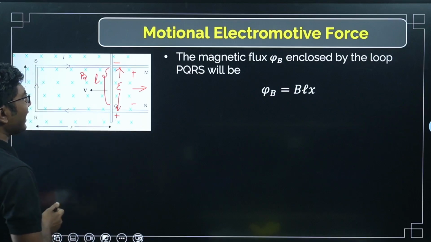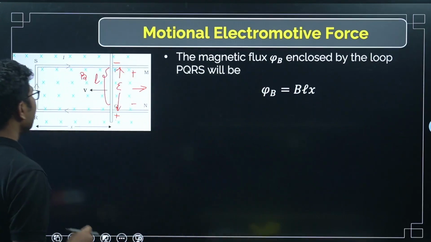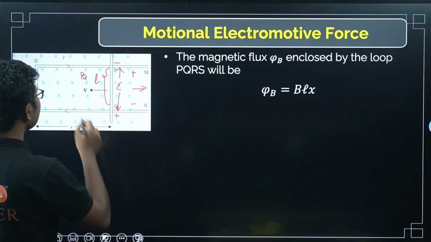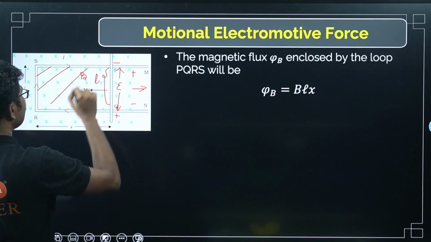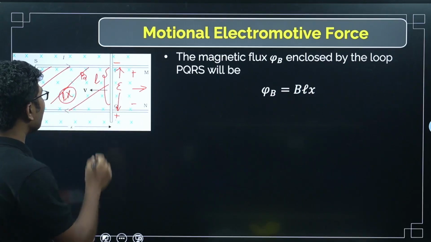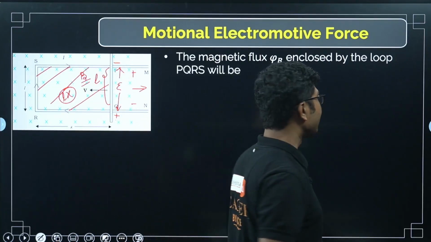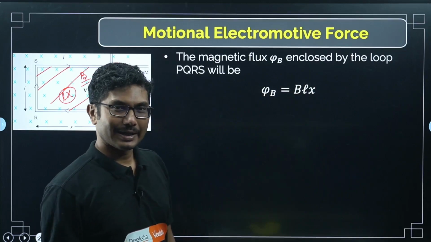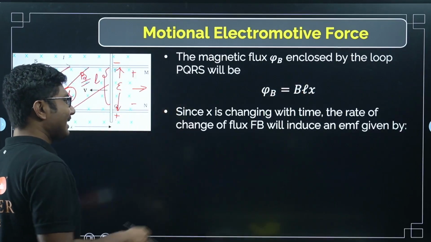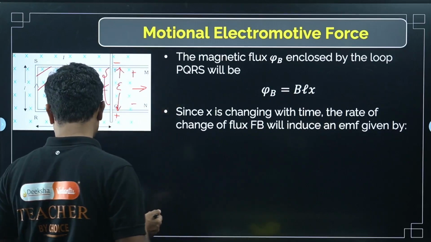Now we know that area is length into breadth, that is the area of a rectangle. So L times X is the area of this. LX is the area, and B is the magnetic field. So phi flux associated with this will be BLX, right? So B times A.